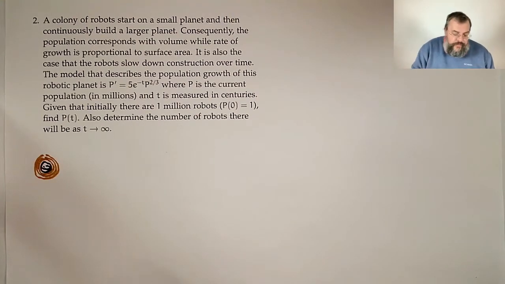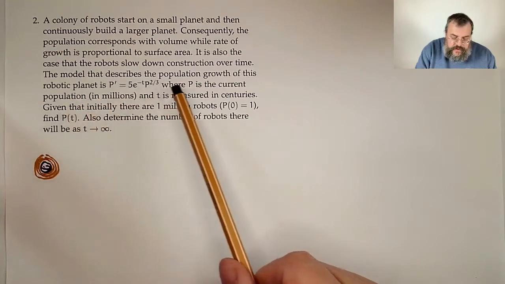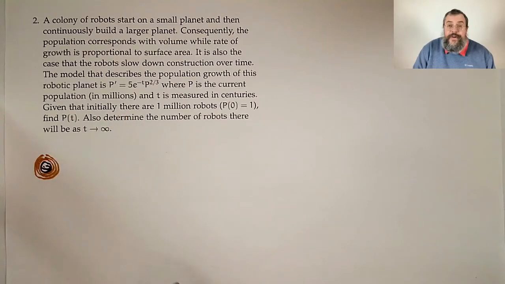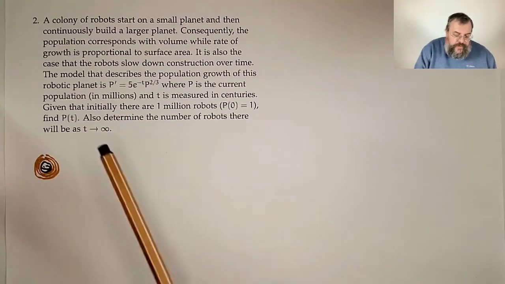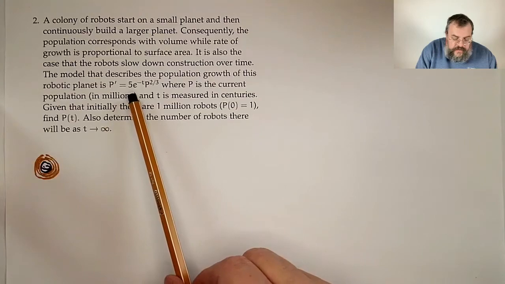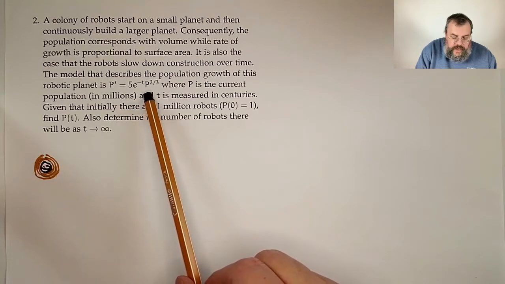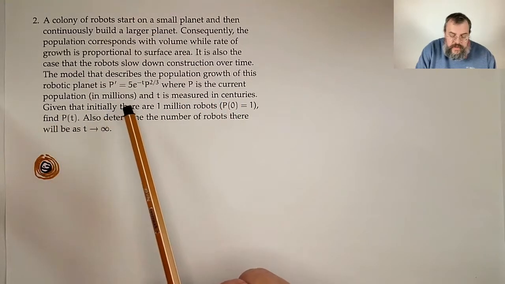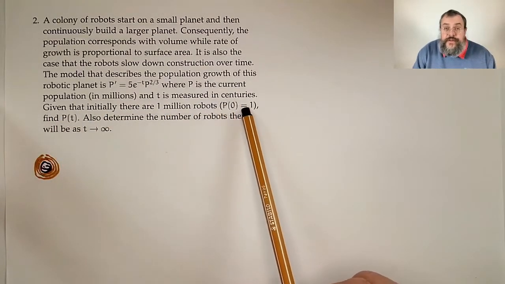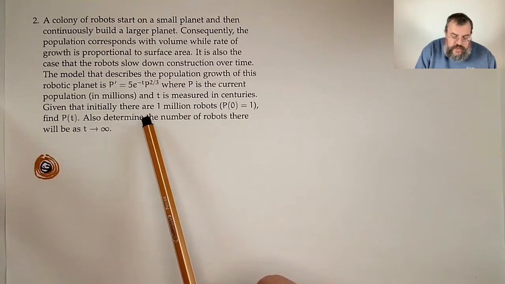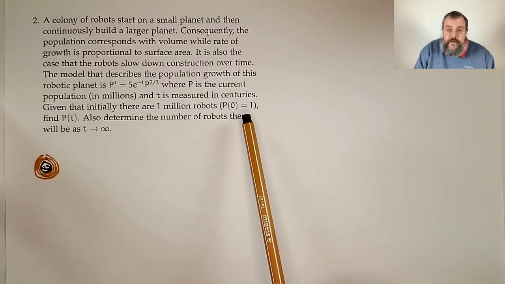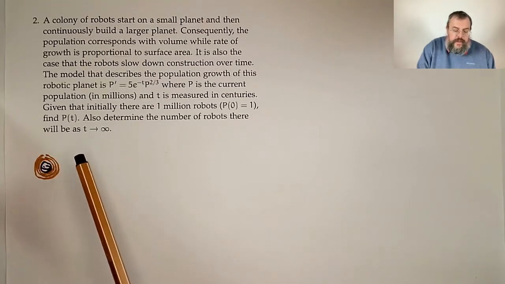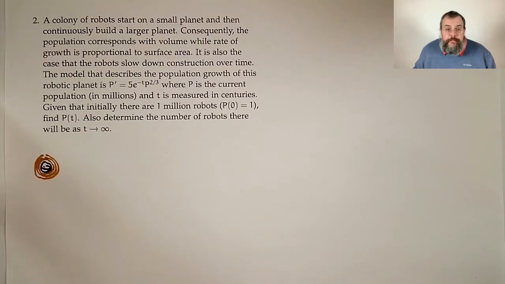All right. So the model that describes the population growth of this robotic planet, oh, good. We don't have to derive it. They gave it to us. P prime is 5 e to the minus t, P to the 2/3, where P is the current population in millions and t is measured in centuries. Given that initially there are 1 million robots, P of 0 equals 1, find P of t. Also determine the number of robots there will be as t goes to infinity.